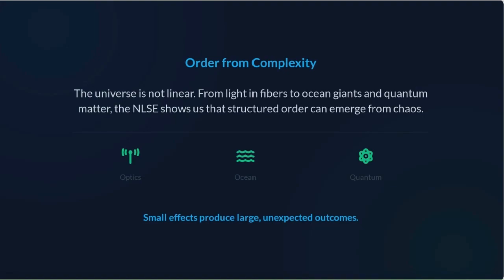Its importance comes from a simple but profound idea. Our universe is fundamentally nonlinear, and in nonlinear systems, small effects can grow, interact, and organize themselves into complex structures. Solitons, rogue waves, and quantum vortices all emerge from this deep interplay between nonlinearity and dispersion. In many ways, the nonlinear Schrödinger equation reveals how order can arise from complexity itself.